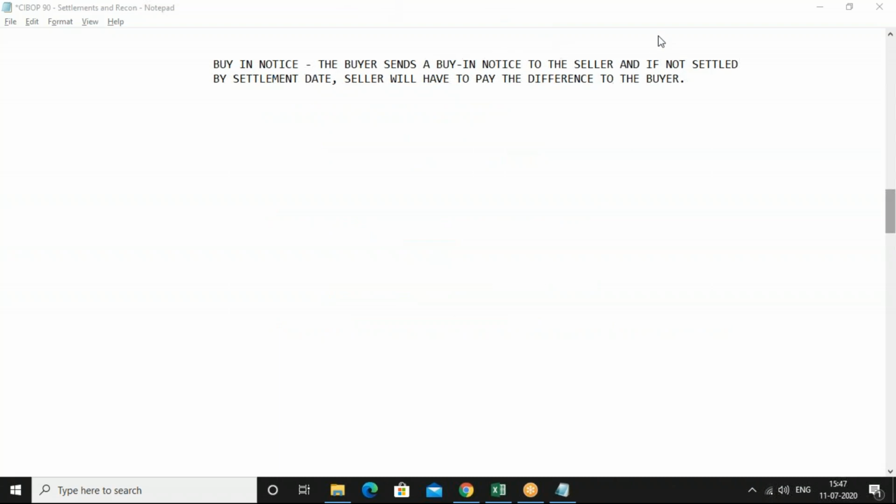The buyer sends a buy-in notice to the seller, and if not settled by the settlement date, the seller will have to pay the difference to the buyer. Is this clear with everyone? So essentially, it's like giving a notice saying that please settle the shares. If you don't, I'll go to another broker and buy the shares. Now, if I buy it at a higher price, then you have to pay me the difference.